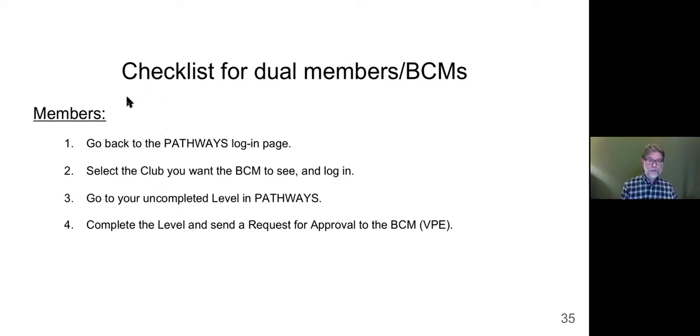So here's a little checklist. This is long and wordy, but I wanted it in the slide deck so you can have it and you look back through this. For members, go back to the Pathways login page, select the club you want the Basecamp manager to see and log in. Go to your uncompleted level in Pathways and complete that level and send a request for approval to the VPE.